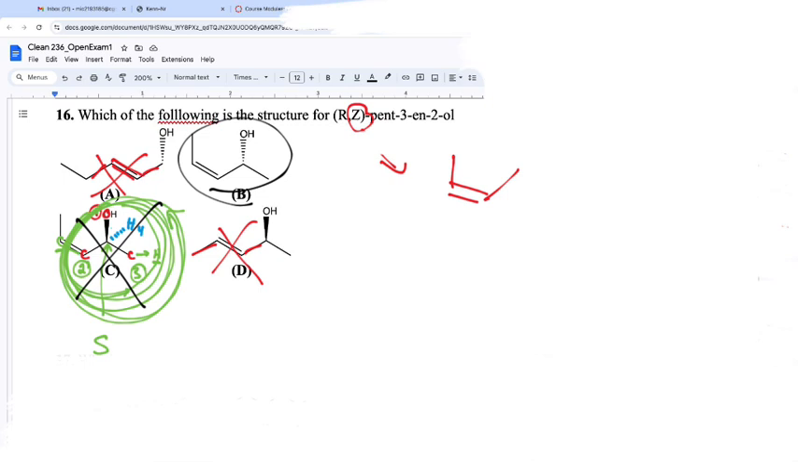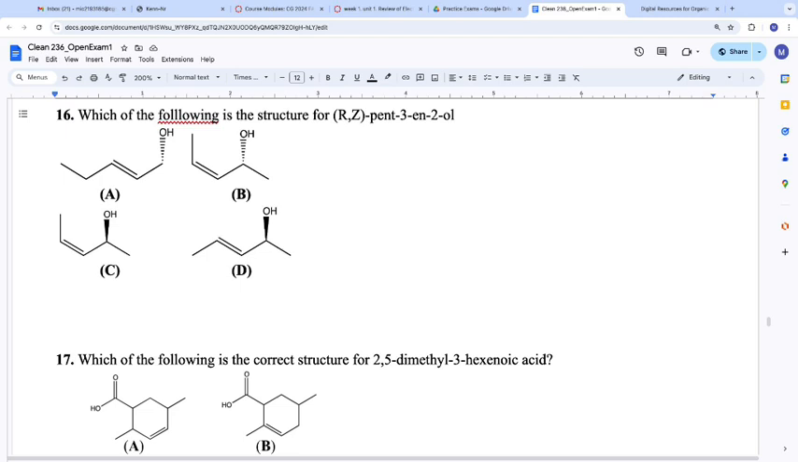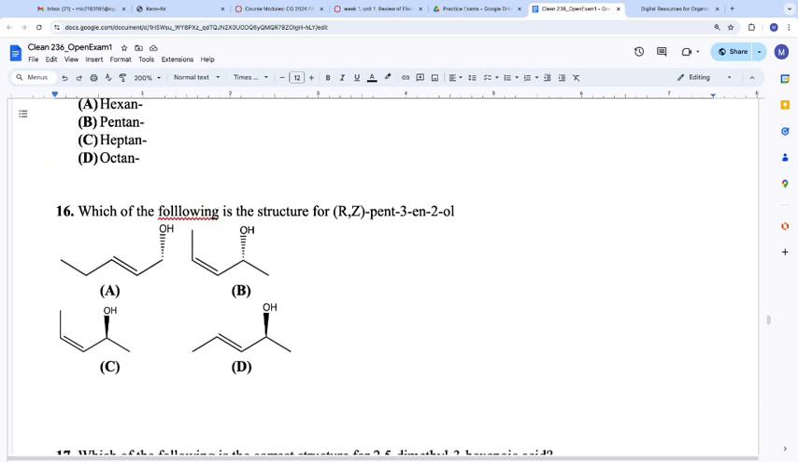Next question? Better not be another one of these. Okay. Just check. Oh, Diels-Alder. I think it's a Diels-Alder.